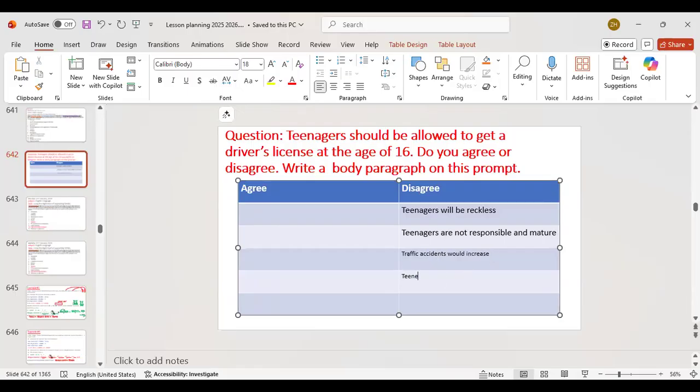So teenagers will have a high temper. They would have road rage. At least they can't drink yet. Okay, but that doesn't stop them. Some would still be drinking in the car. Yes, that's true. So that means that they would neglect to adhere to traffic rules. So just saying. They'll probably smoke in the car. They probably would smoke in the car.